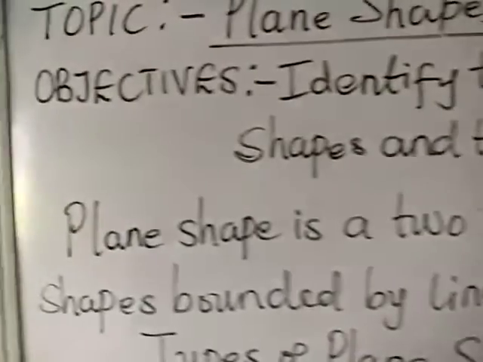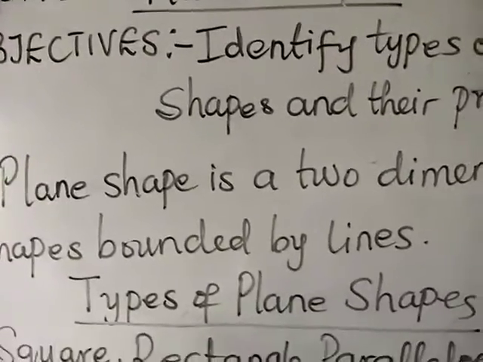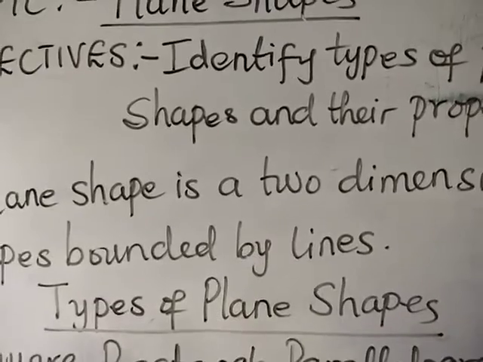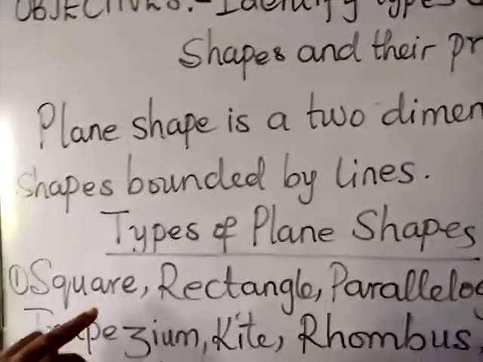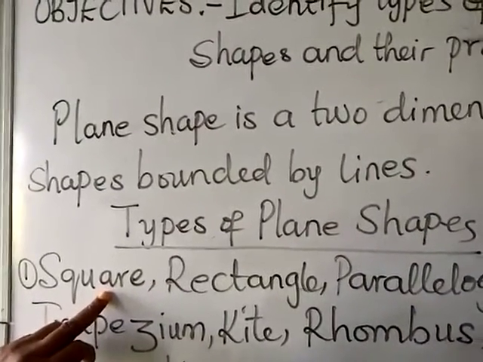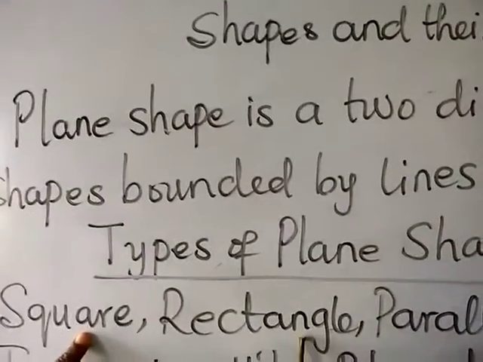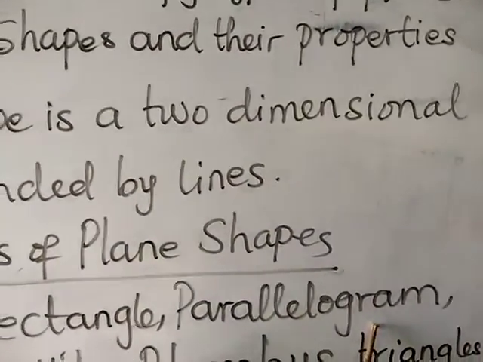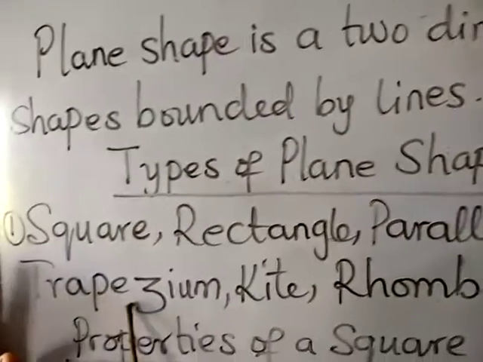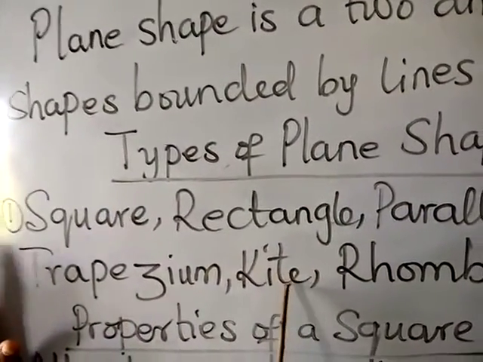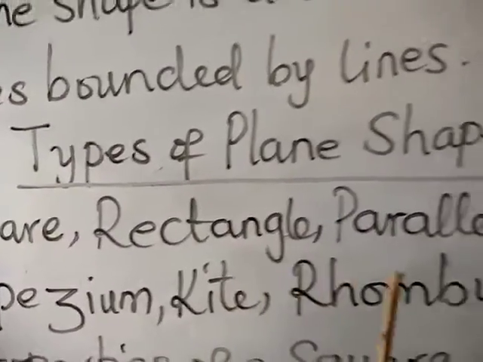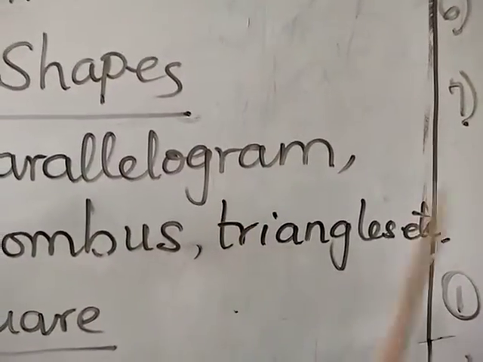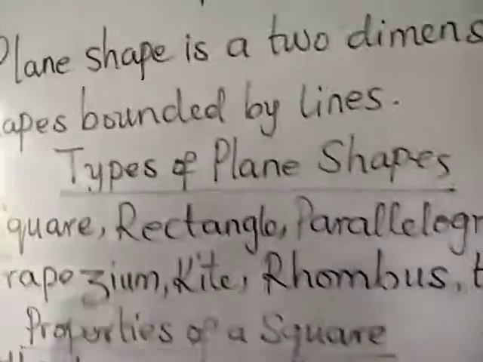Now, we now come to types of plane shapes. What are the types of plane shapes that we can give out? Number 1, square. We have another one called rectangle, parallelogram, trapezium, kite, rhombus and triangle, and so on and so forth.